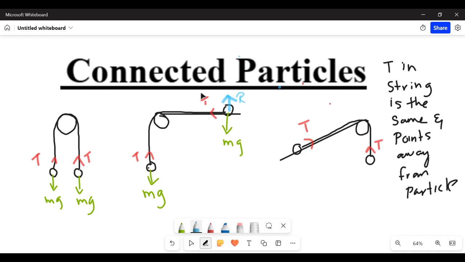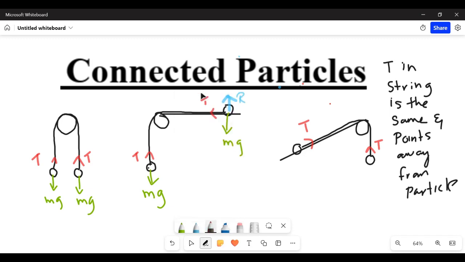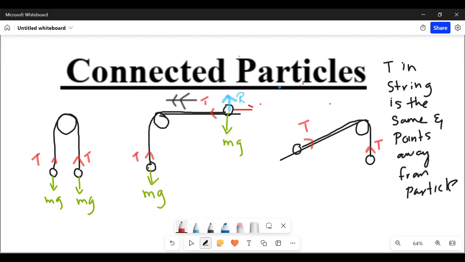And in case the horizontal surface is rough and you're told that the object is moving in this direction, then there's also going to be a frictional force in the backward direction, mu R, if the object is moving towards the left. In case it's moving towards the right, then the friction will be in the opposite direction.